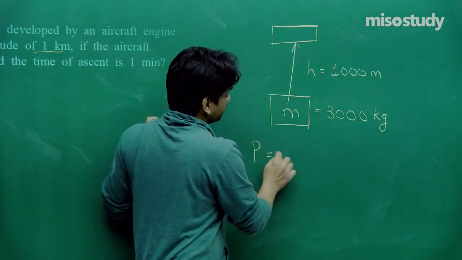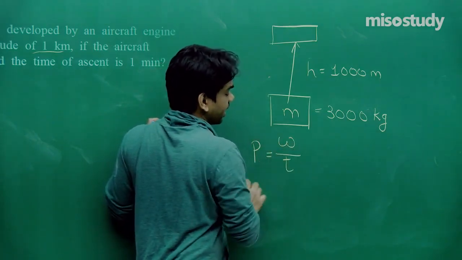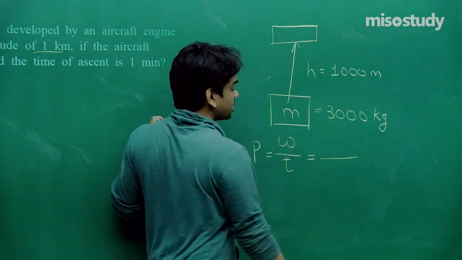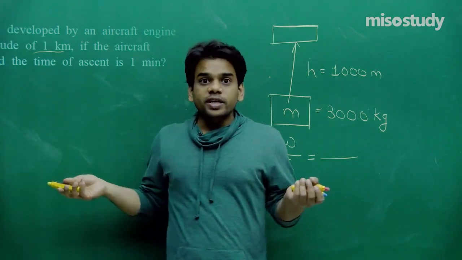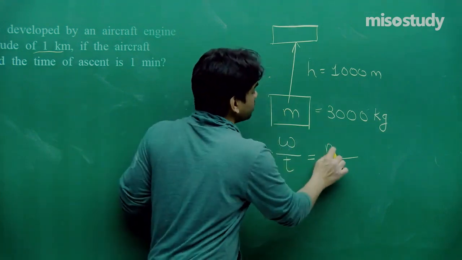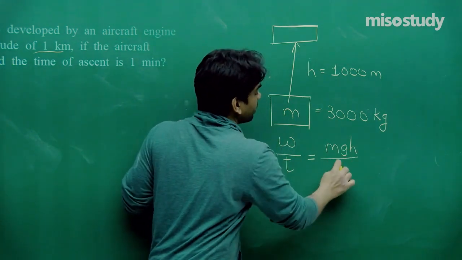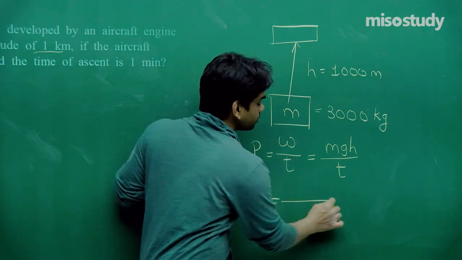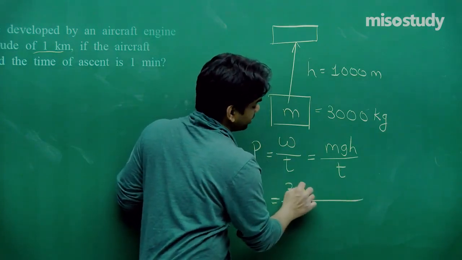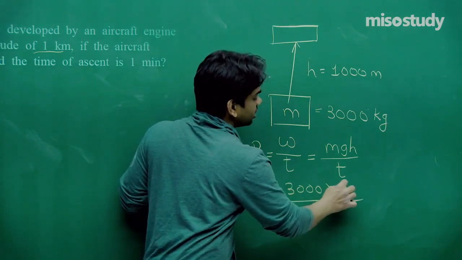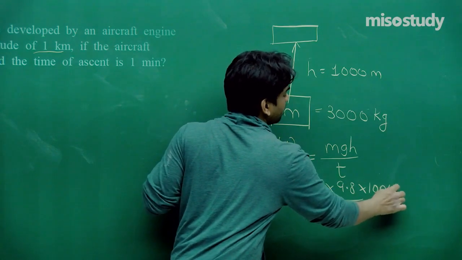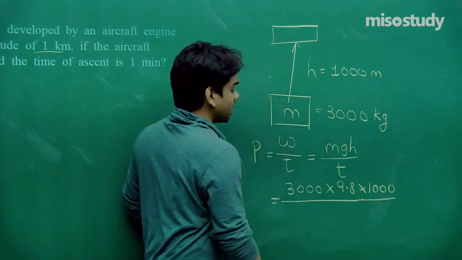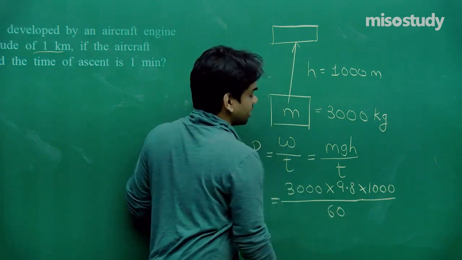Power is what? Work done by time. Now understand, next thing, W will be what? mgh, the increasing potential energy. So that will be mgh divided by time. Put up the values. Mass is 3000 kg, g is 9.8, height is 1 kilometer, so multiply here 1000, divide by time, that's 1 minute, so 60 seconds.